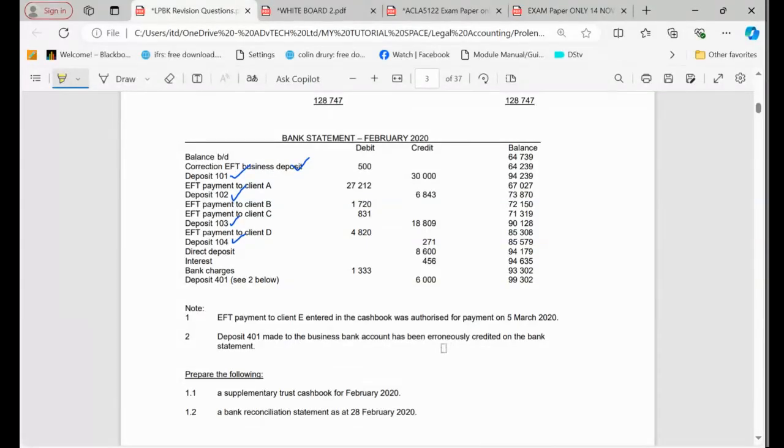Additional information. So this is an error. This error will be rectified in the bank reconciliation statement because the error was made on the bank statement. Can you see now? You go to the DRS.